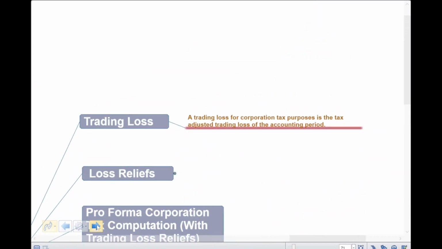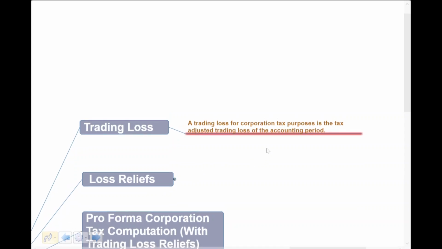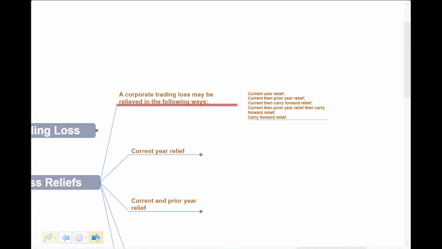So, first things first, what is a trading loss? Well, basically, it's a loss that has been incurred as a result of the difference between revenues and allowable expenses, with allowable expenses being more than revenues. So, we're talking about an adjusted trading loss as opposed to, say, previously, we would have been referring to an adjusted trading profit. Okay? Now, in terms of the options for companies, there's quite a lot of information here.